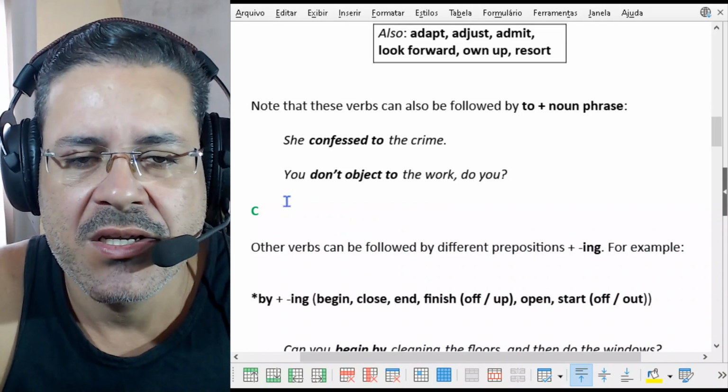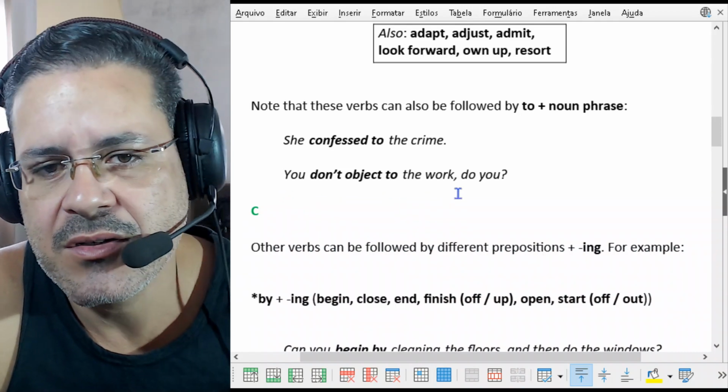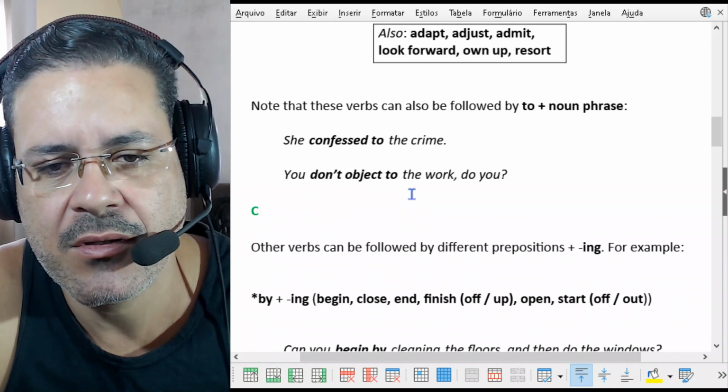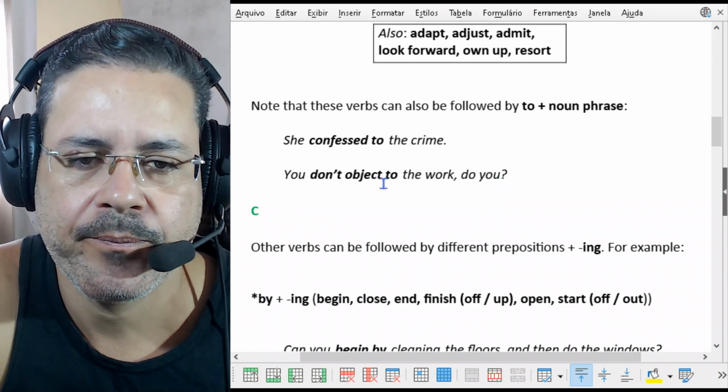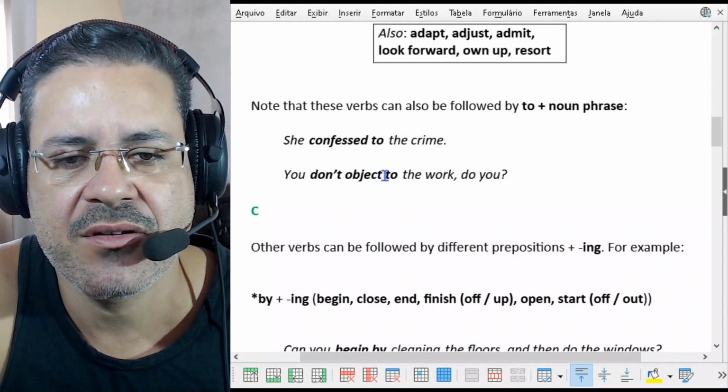Another example, you don't object to the work, do you?